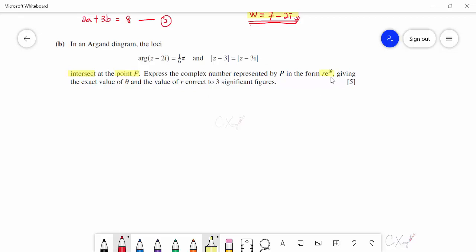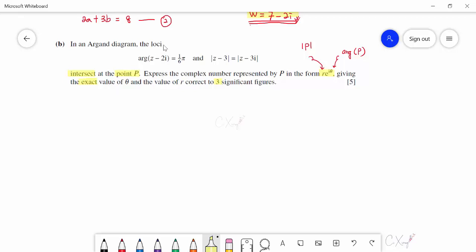Again, just to recall, what is the meaning of r? r means the modulus of P, and the theta here will be the argument of P. They want the exact value of theta, so for theta you need to highlight the word exact, and the value of r correct to three significant figures. All right, so this is what we have.